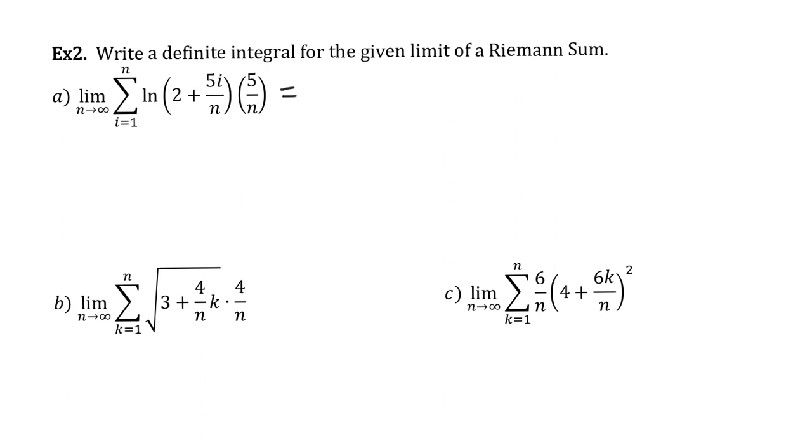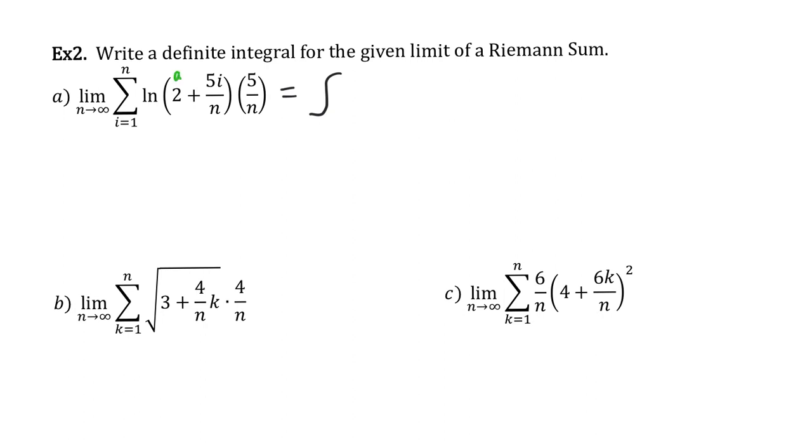So I know it's going to look something like this. What do I need? I need a, b, and I need the function. And then I have all the information I need. So I kind of have to look at this. This is looking like the ln of a plus b minus a over n, and then this is probably the b minus a over n. I'm guessing that this is a.